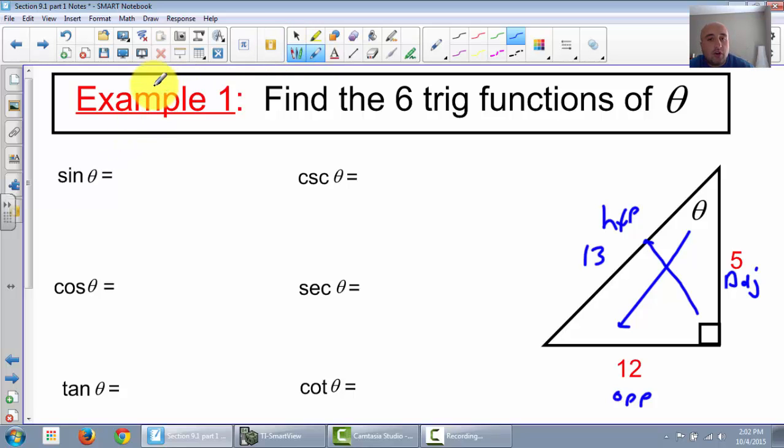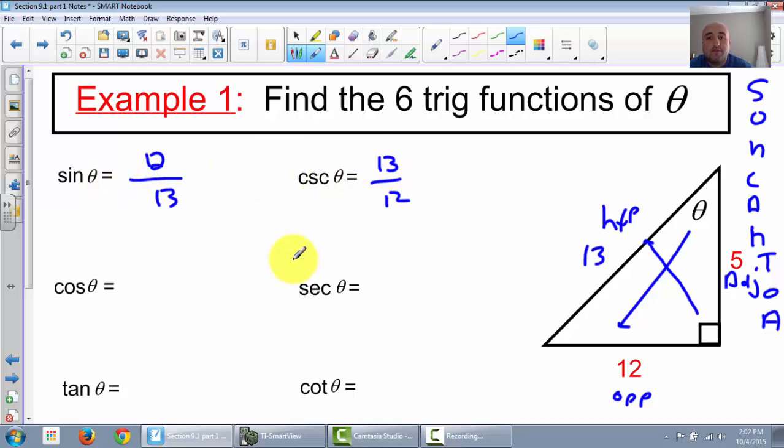So let's recall sine. So if we want to write this down over here, sine is SOHCAHTOA. Okay, so sine is opposite over hypotenuse. All right, so what's our opposite over what's our hypotenuse? Our opposite, we've already labeled this, it's easy now. Opposite over hypotenuse, 12 over 13. Okay, and then cosecant, remember sine goes to cosecant, is just the reciprocal, 13 over 12.